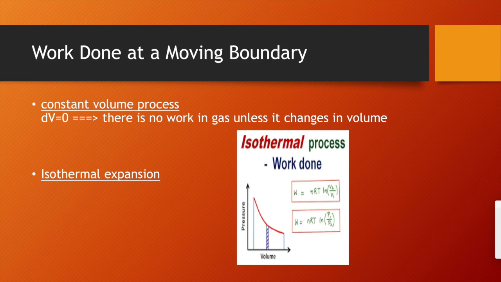So we have also work done at moving boundaries. Three types of work. First of all, we have the constant volume process, which means when the change of volume is equal to zero. So there is no work in gas unless it changes in volume. This is what we should keep in mind. And for isothermal expansion, the temperature is constant and the work is done by nRT times ln V2 over V1, or if we have the pressure, we can use the other formula.